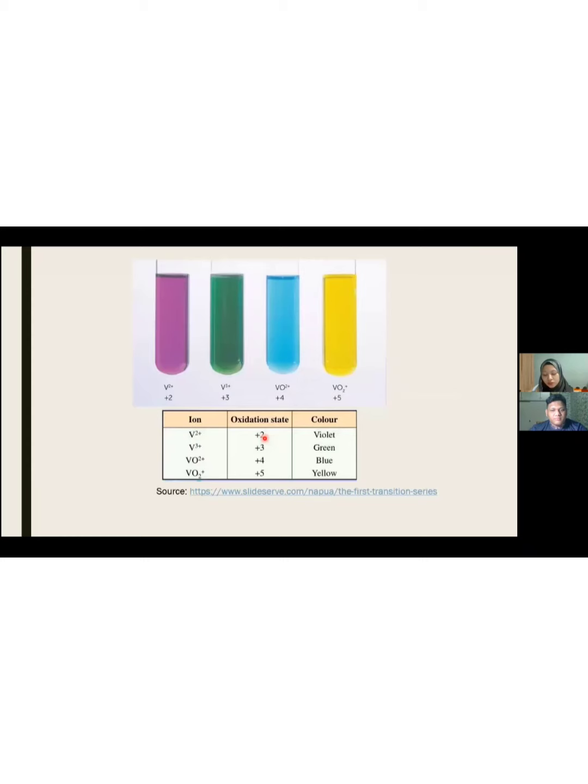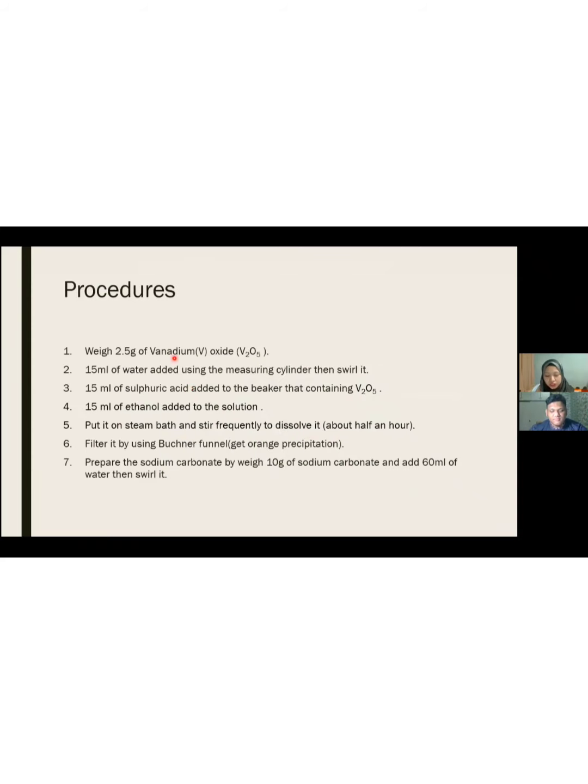For the color of each oxidation state, you can refer to the table: V2+ is violet, V3+ is green, VO2+ is blue, and VO2+ which is +5 is yellow. So let's move on to the procedure of our experiment.